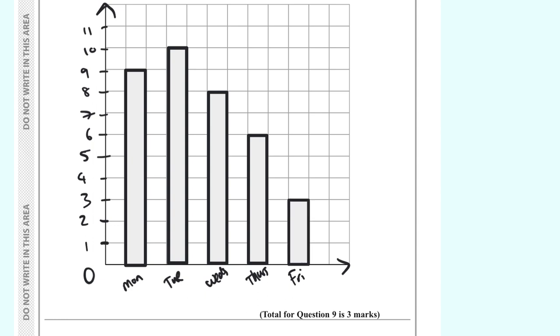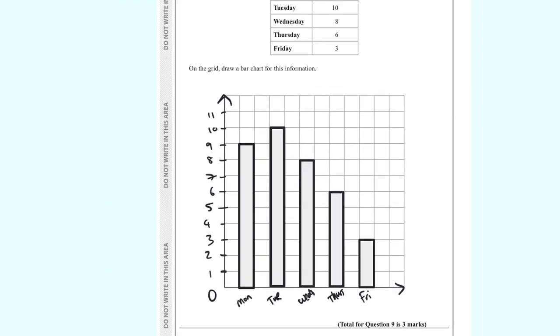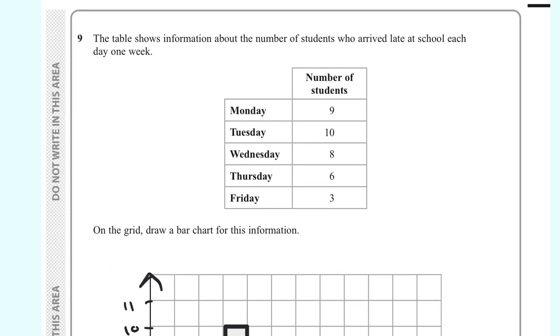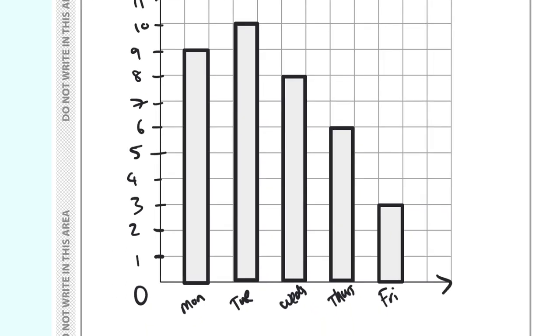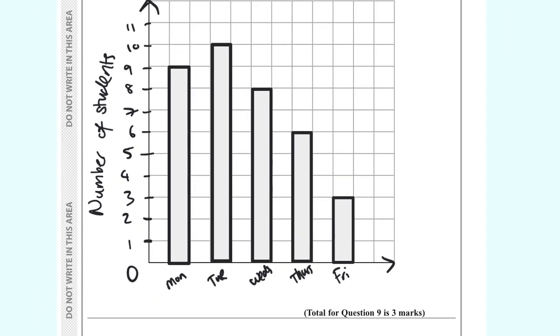Alright, and that is pretty much done, although I haven't put any labels on it. So even though I've labelled the numbers and I've labelled Monday, Tuesday, Wednesday, Thursday, Friday, you do need to put on the y-axis how high up it's going, whatever your title was. In this case it was number of students, so I'm going to pop that on there, just to make it really, really clear to the examiner what that means. So there's no excuse to not give us full marks for a beautiful bar chart, yeah?